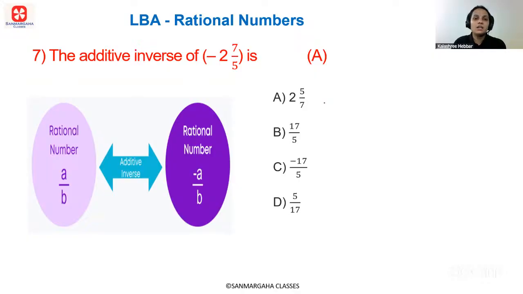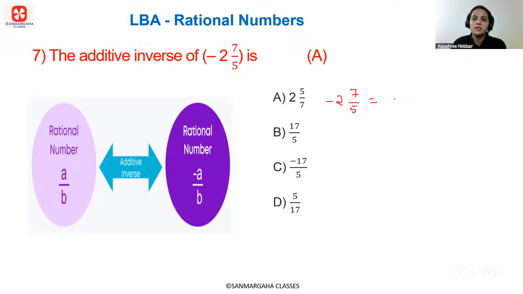The additive inverse of -2 7 by 5 is: A, 2 5 by 7; B, 17 by 5; C, -17 by 5; D, 5 by 17. Okay, as I said, what is additive inverse? Additive inverse of a number is a number that gives 0 when added to it.